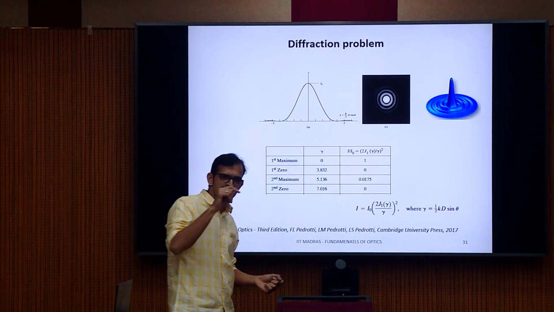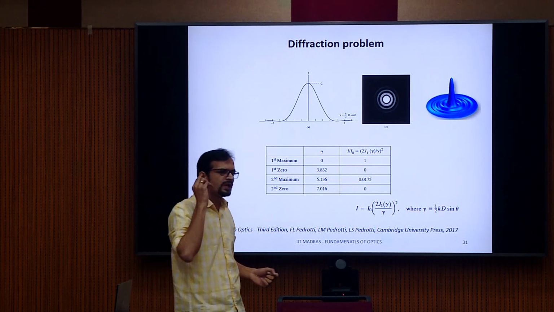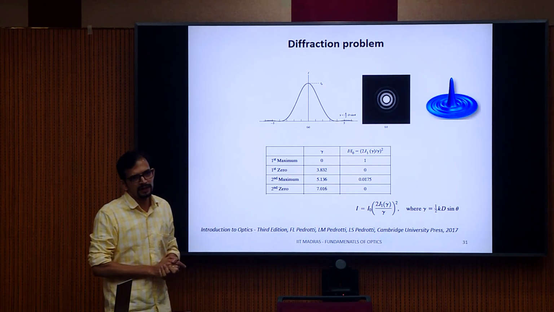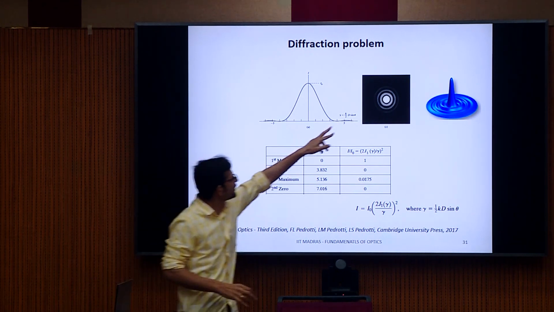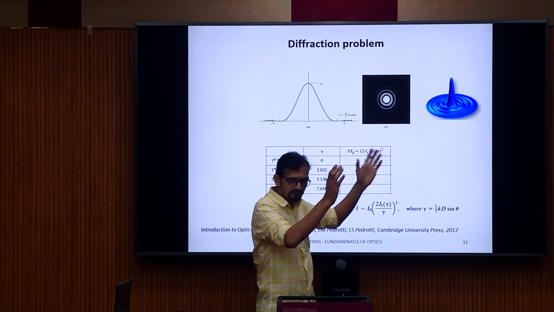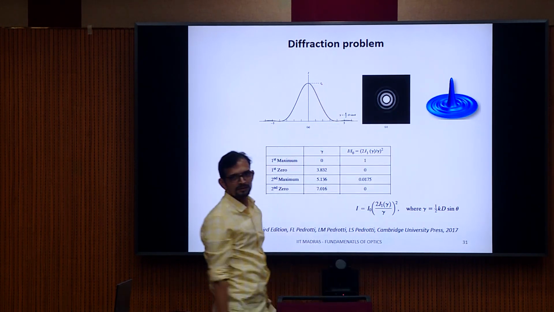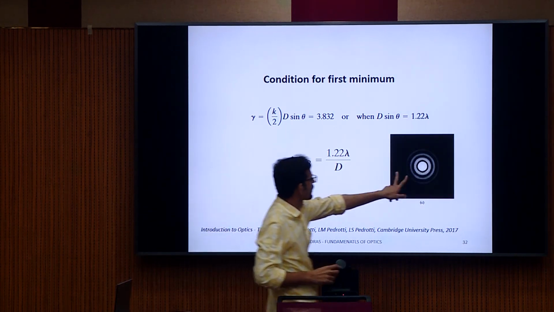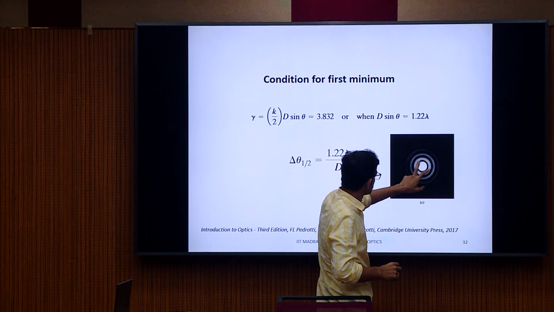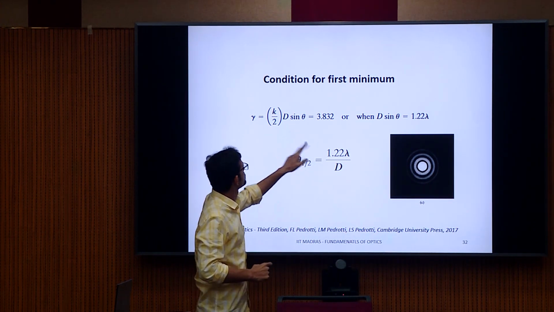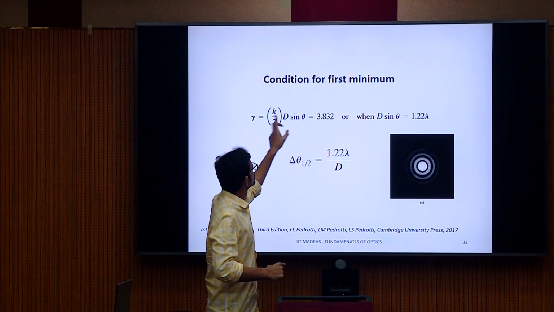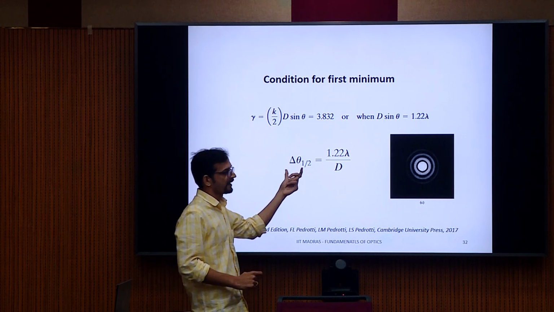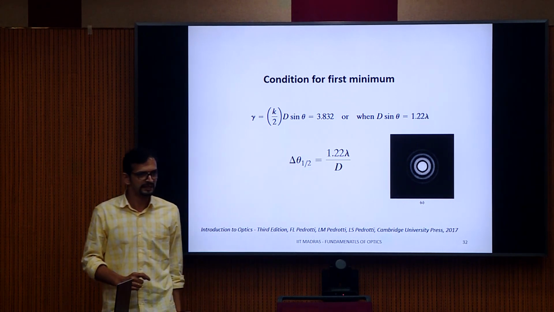And the central part connects to the shape of the aperture we use for the diffraction. Here it is circular, so we get a circular pattern. If it is a slit, we get a similar pattern. And the first minima is very important for us because that will define our resolution condition. The first minima we get when this factor goes to 3.832, we have seen this one, and then we get angular resolution as 1.22 lambda by d.